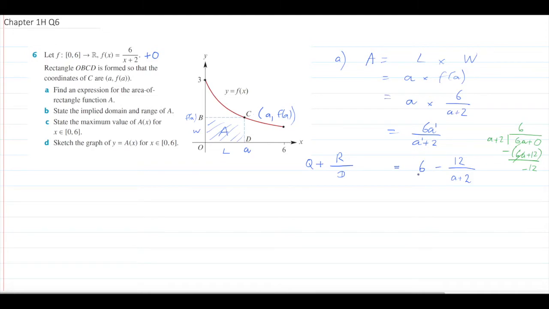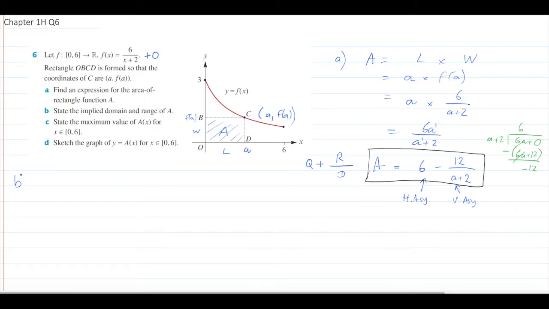Why? Because you can immediately tell that the horizontal asymptote is 6. So that's your horizontal asymptote, positive 6. And you can tell that the vertical asymptote is going to be minus 2, which is going to be very useful in determining your domain, your ranges, your graphs, all that sort of stuff. But there we go, guys. This is your expression for the area of this rectangle here. So I might just highlight that. That is part A. So that's part A all sorted.